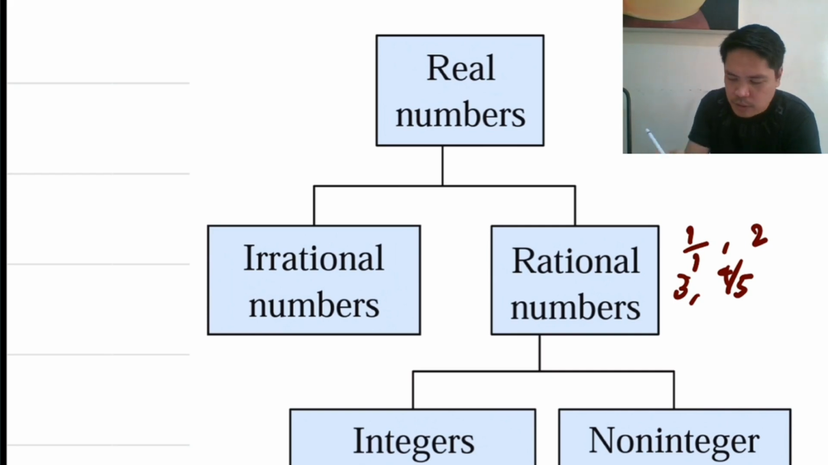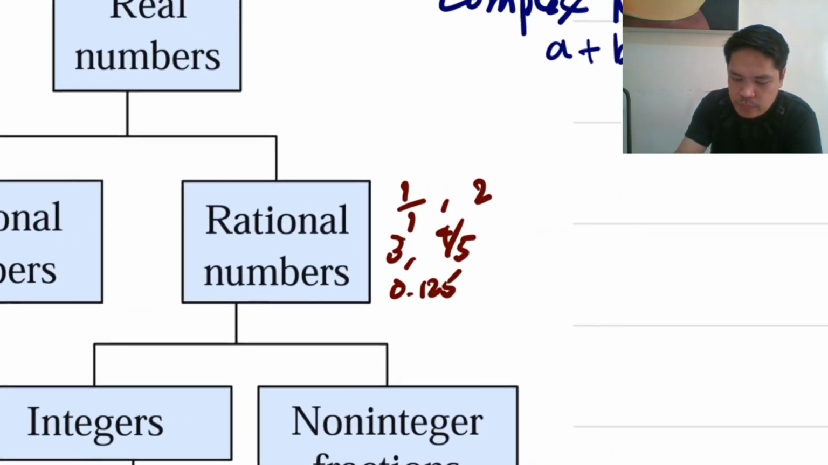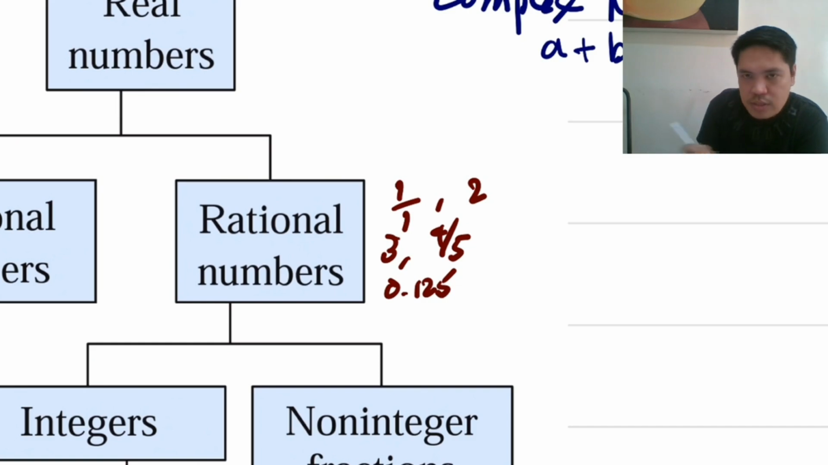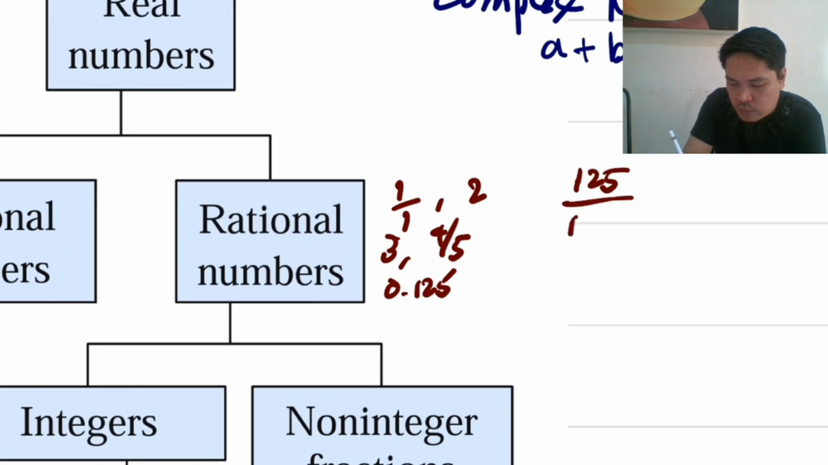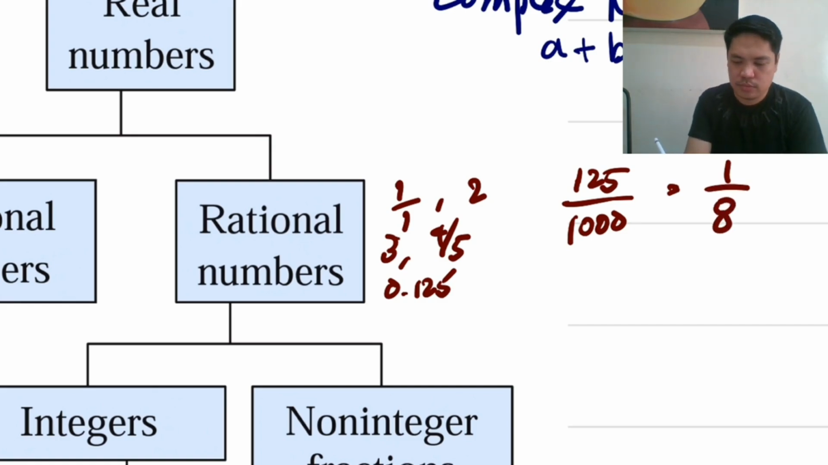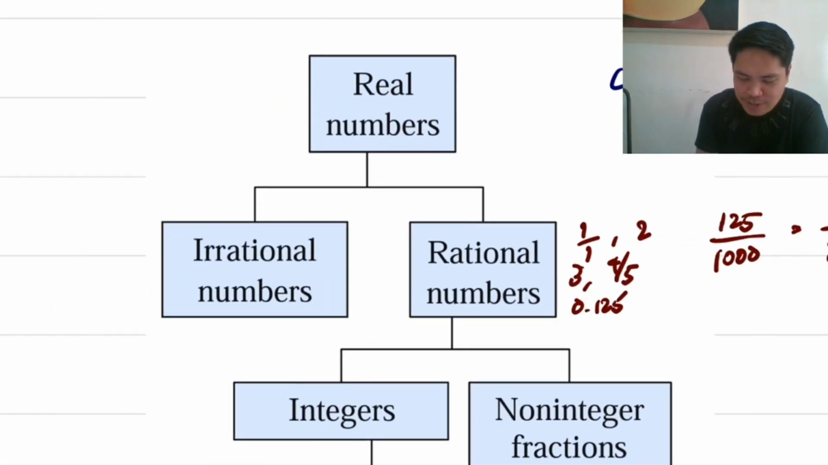Another example: even if it's 0.125, 0.125 is actually a rational number, although it's a decimal number. Why? Because it could still be expressed as a ratio. 0.125 is a ratio of 125 over 1000, and that is actually, I think, 1 over 8. Anyway, just check on the calculator.